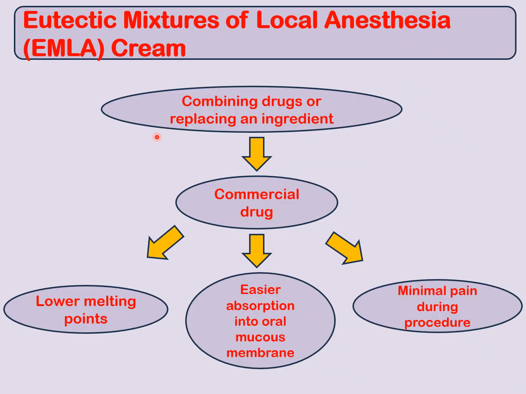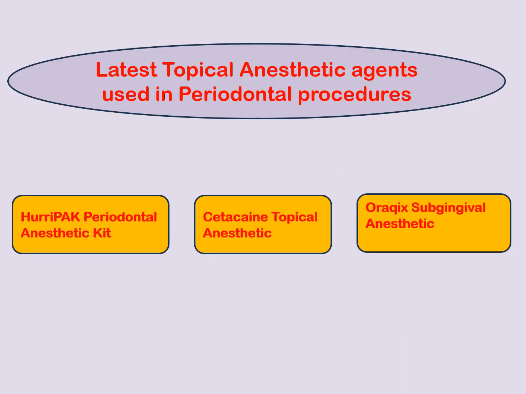So what is eutectic mixtures of local anesthesia cream? It is nothing but a combination drug mainly made up of lidocaine and prilocaine, and it is a commercial drug which has a lower melting point, and its usage leads to easy absorption into the oral mucous membrane, which leads to minimal pain during dental procedures. So few latest topical anesthetic agents used in periodontal procedures include: first one is Hurry-Pack periodontal anesthetic kit, second one is lidocaine topical anesthetic, third one is Orakick subgingival anesthetic.